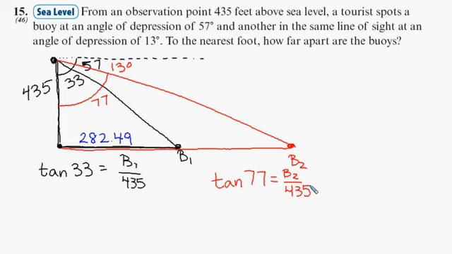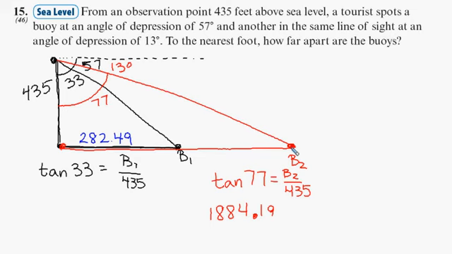And if you calculate that value correctly, you should come up with 1,884.19. So the distance from here all the way over to buoy number 2 is 1,884 feet approximately.